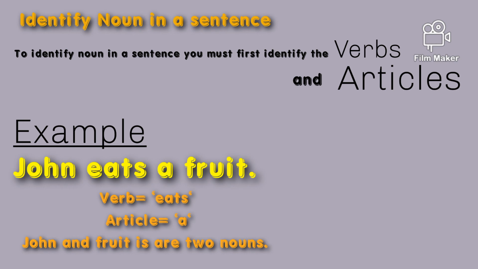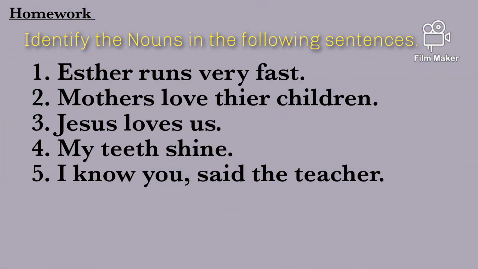So these two are name of a person. John is a person and fruit is a thing. So these are the name of things. So they are nouns. So it's a very easy idea to classify different parts of speech like verb and articles. Then find nouns in them. You got a homework now. Hope you have understood with the nouns and how to identify them in a sentence.